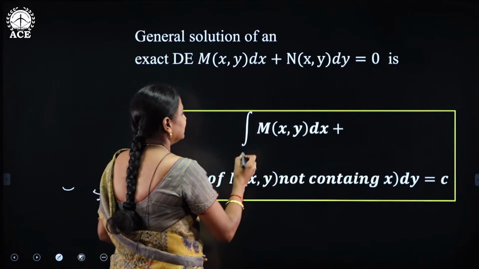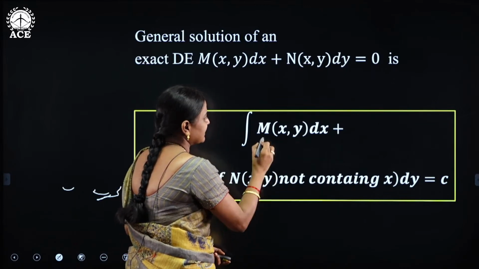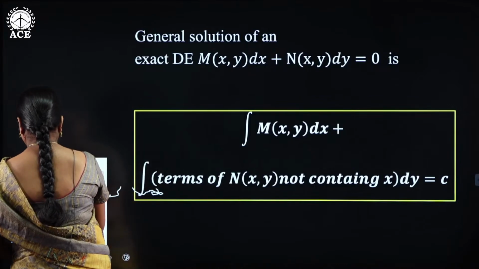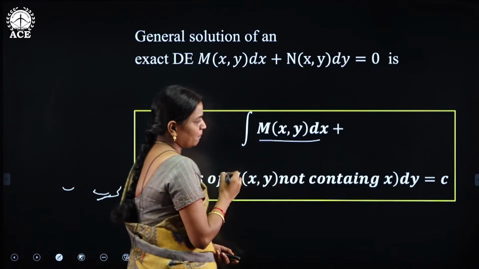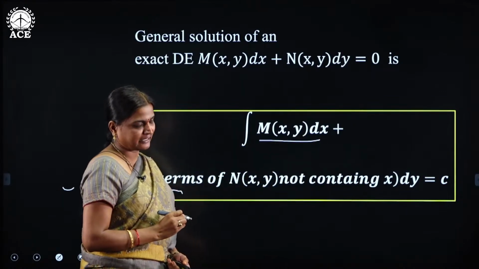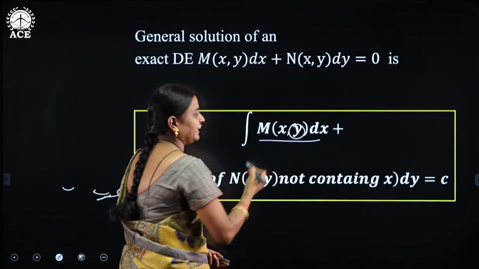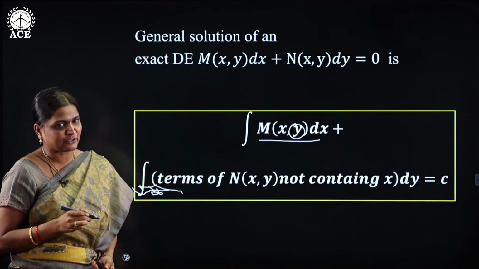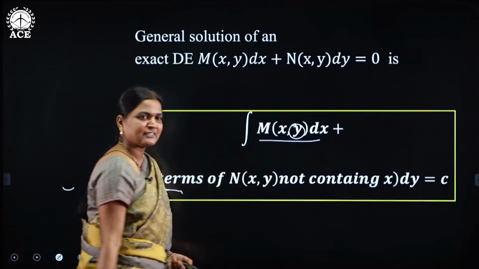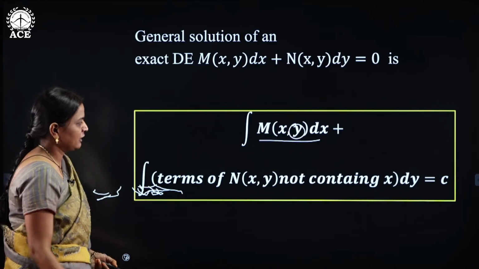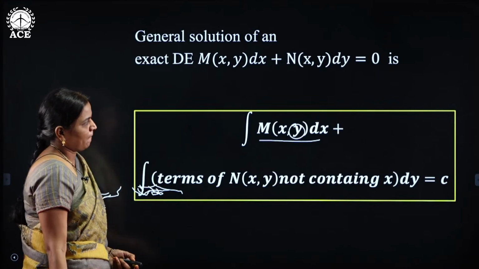One more doubt: here this integration is performed with respect to x, but M is a function of x and y. M is a function of x and y, but integration is performed with respect to x. That indicates that here we treat y as a constant. Integration is performed with respect to x only. In this case, treat y as a constant. That is the key point to write the general solution of an exact differential equation. So this is the formula to write the solution of an exact differential equation.